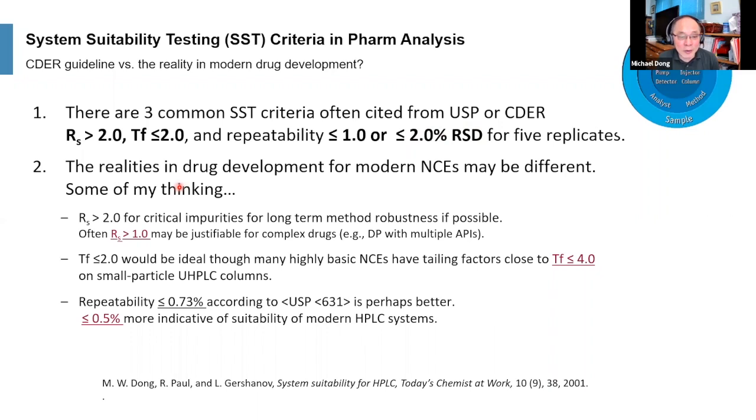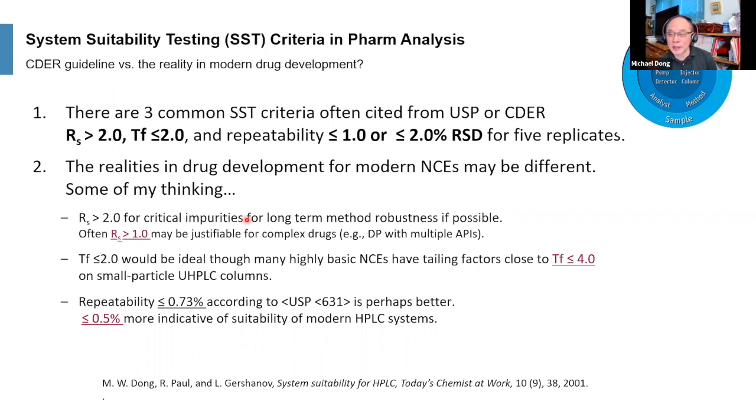So the reality is, when you are in new drug development, most modern NCEs are very complex. They are usually very basic. A lot of them have multiple chiral centers. So in reality, the system suitability criteria can be very different, right? Now, here are some of my thinking. Now I'm not the US FDA, right? But I have done quite a number of projects, right?